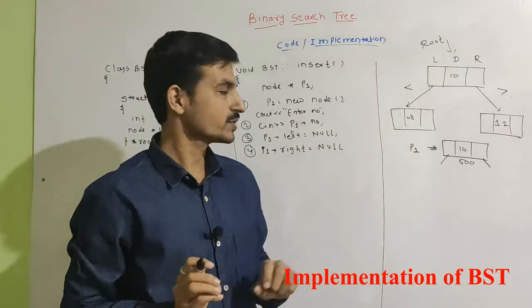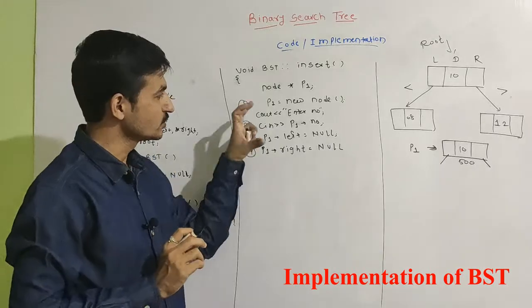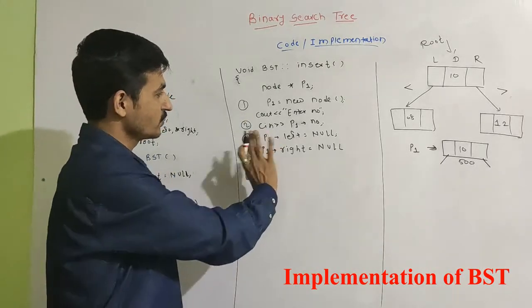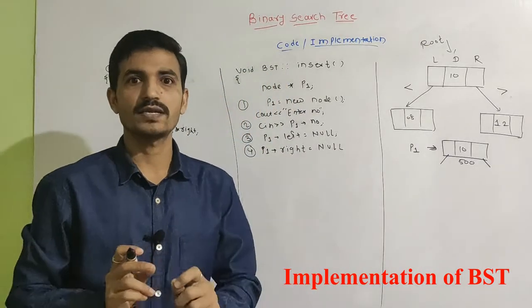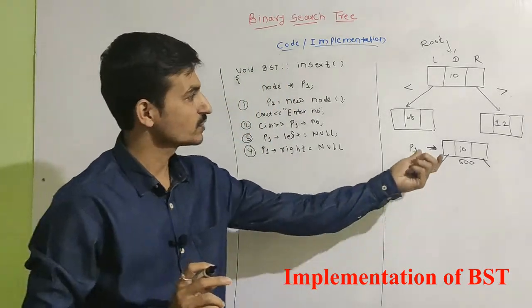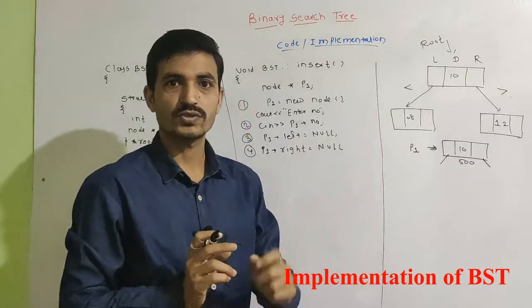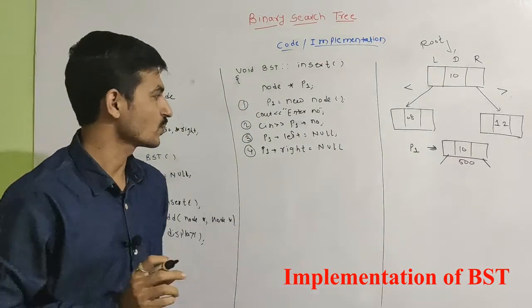These are the 4 lines of code which will create a new node. Every time you want to create a new node, these 4 statements are important. Using them, we can create a new node having the name P1. Now we want to attach that node in a binary search tree, so that node should be made the root node.